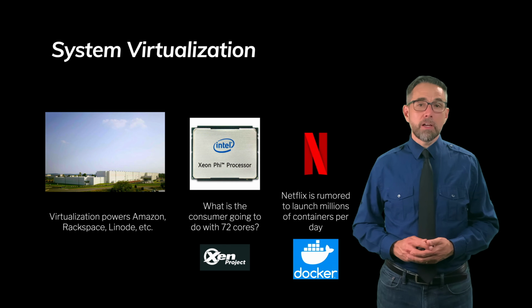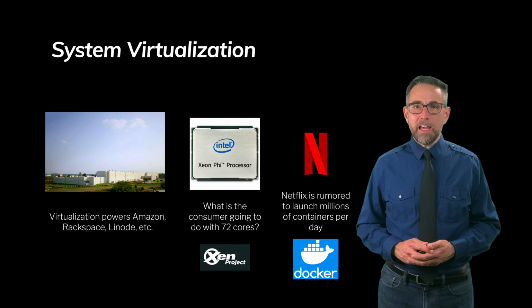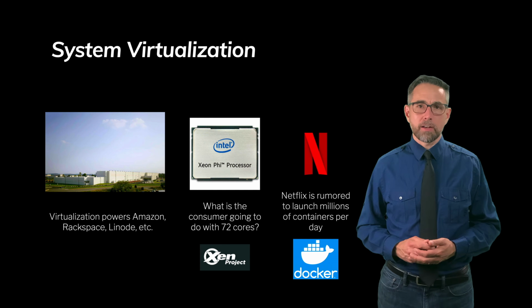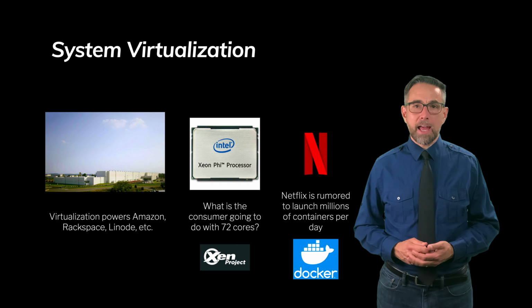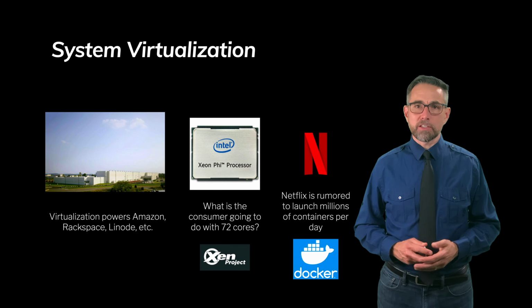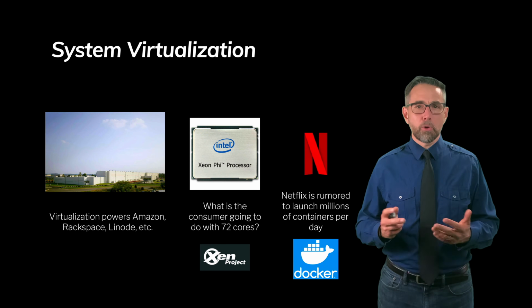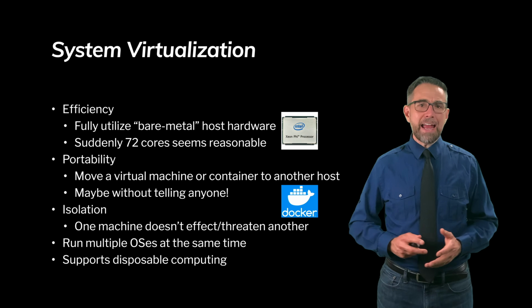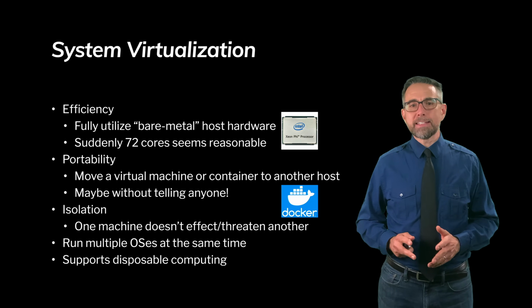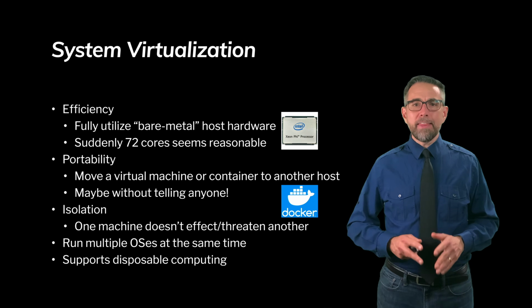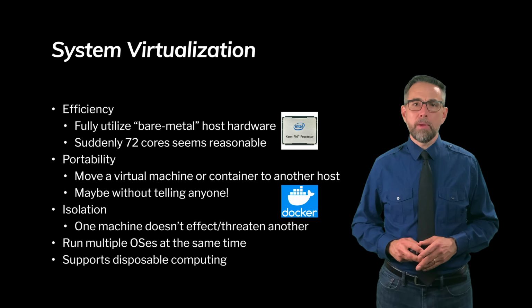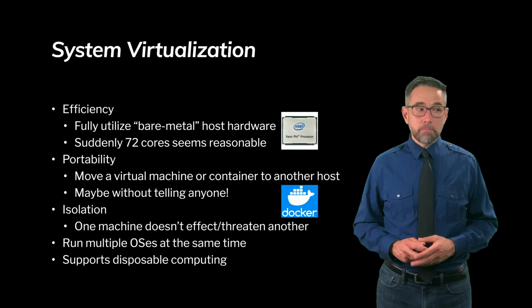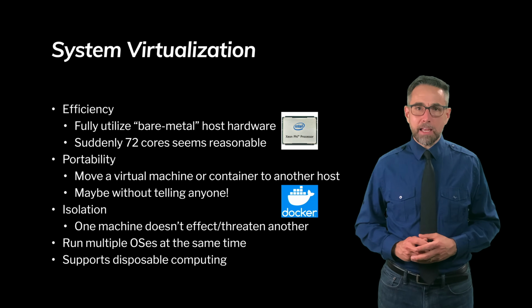Netflix is rumored to launch millions of containers per day in order to attend to the demand on video streaming services and website interaction that is generated by their customers every day. So a very heavy consumer of containers that are very lightweight, easy to start, easy to deploy, easy to move around. So the benefits of system virtualization is that you get really high efficiency. You can fully utilize these bare metal host hardware that have 72, 64 cores on them. And when you are able to use system virtualization, well, suddenly 72 cores seems reasonable. I'm going to let 72 of my friends run their applications on top of my computer.